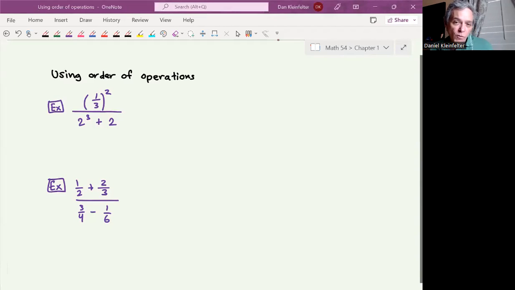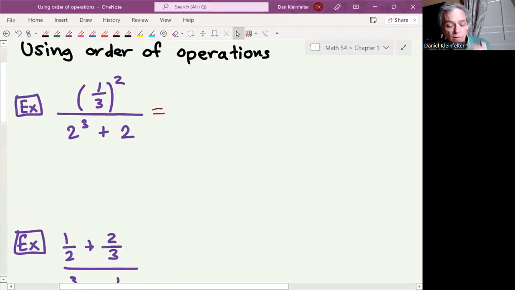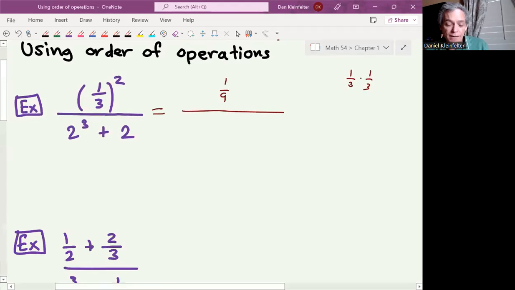We can use some of what we've learned to help us in simplifying expressions that have fractions where we need to use the order of operations. So for this first example, we'll have (1/3) squared in the numerator, and then 2 cubed plus 2 in the denominator. So here the fraction bar strongly separates the numerator from the denominator. And so we can do the numerator first. (1/3) squared is 1/3 times 1/3. And 1/3 times 1/3 is 1/9.